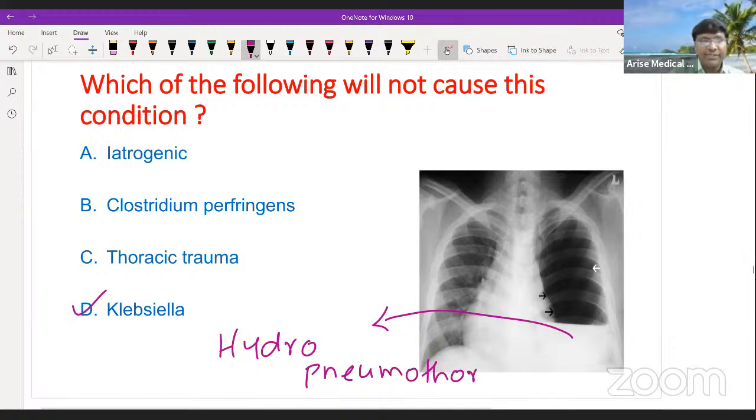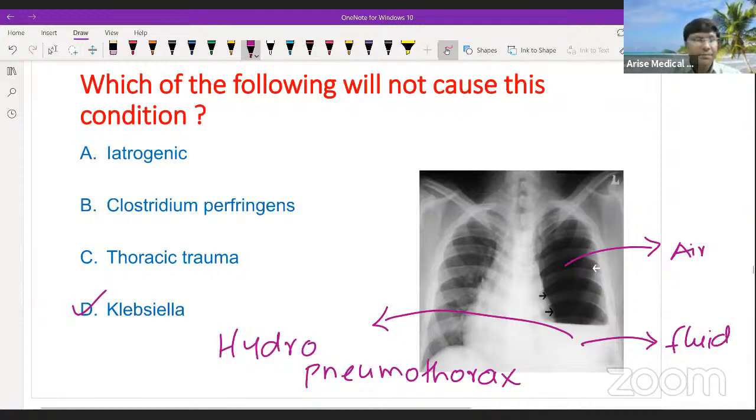See, hydropneumothorax is the clinical condition characterized by accumulation of air, so this is your air, as well as fluid in the pleural space. Accumulation of air as well as fluid in the pleural space, that is what is called hydropneumothorax. Yes, Shainavaz.